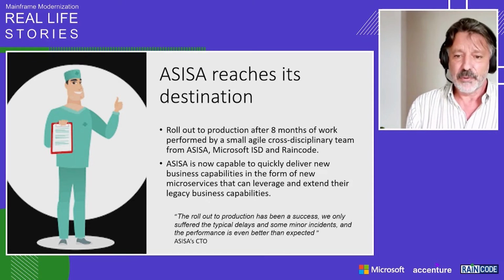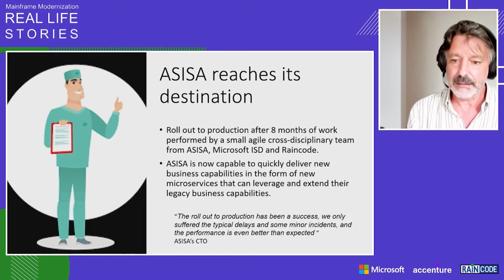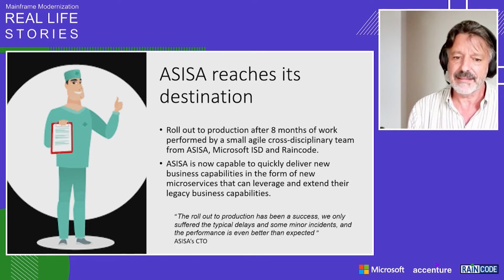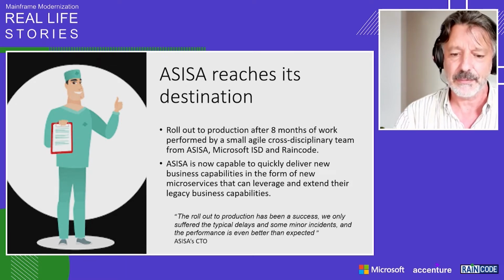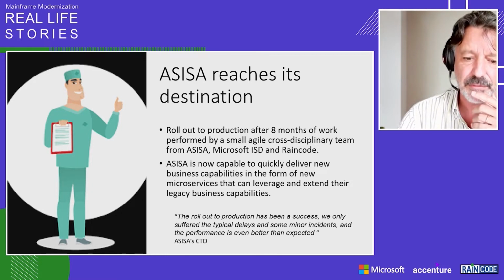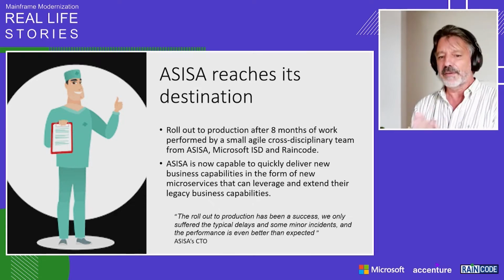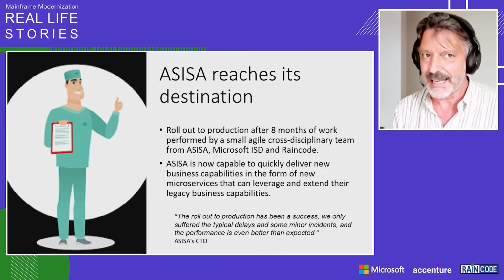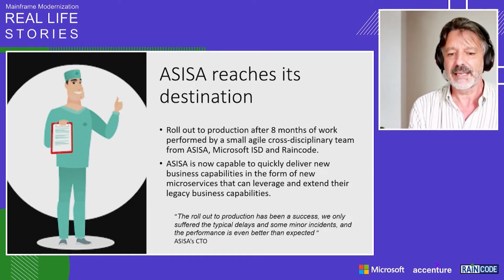So now ASISA is in a position to quickly deliver new business capabilities in the form of new microservices, and also leverage and extend their existing legacy business capabilities. And this is the sentence from the CTO when we finished the project and put it in production. He told us the rollout to production has been a success. We only suffered the typical delays and some minor incidents, and the performance is even better than expected. And this is true because now we have this auto-scaling capability, which is a big change from what they had previously.